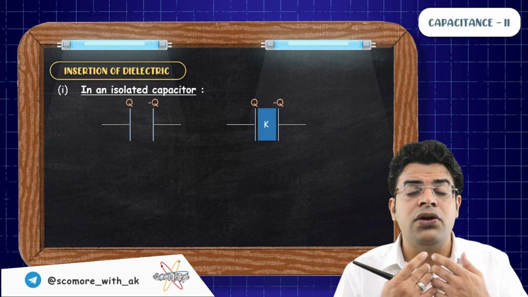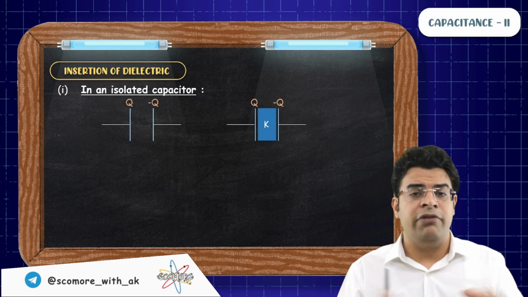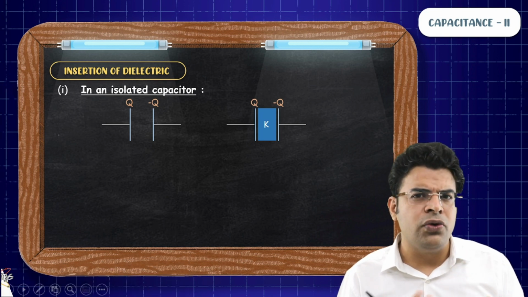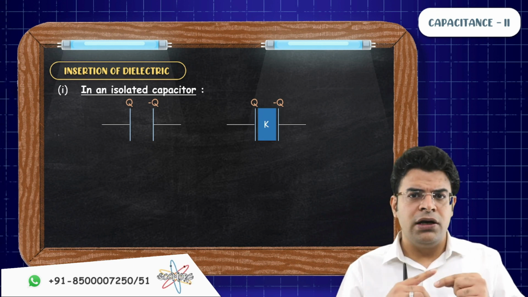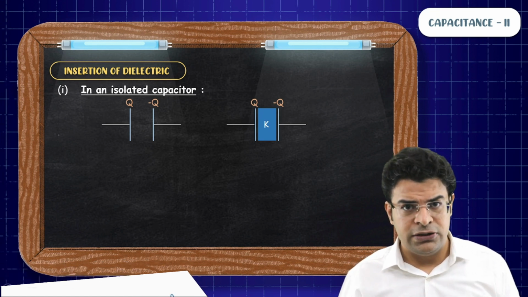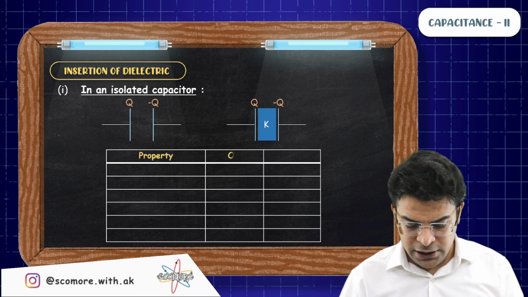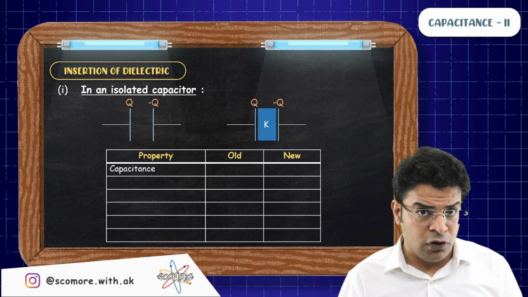It's not connected to anything, so the charge can't go anywhere. So sir, what are we going to do now? We are going to learn how the different properties change. So property: what was old, what was new.